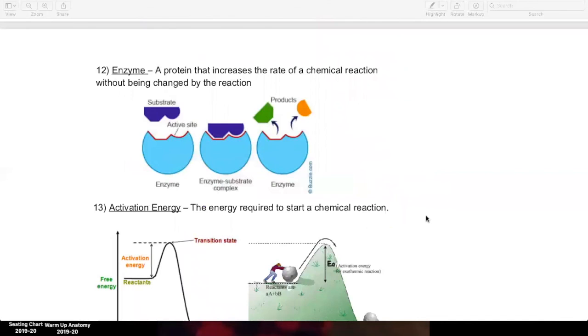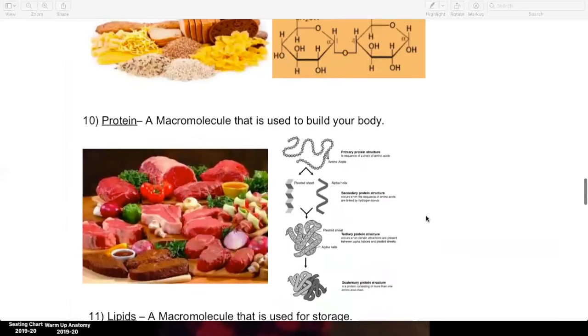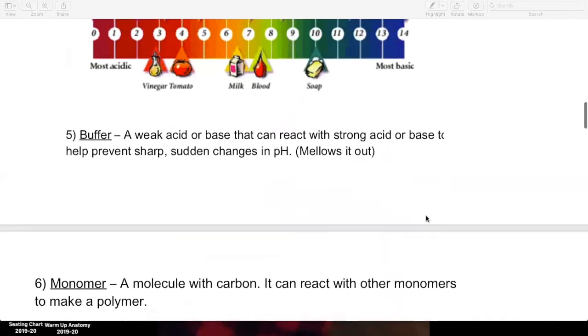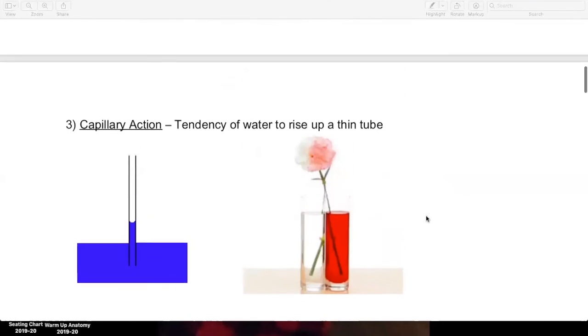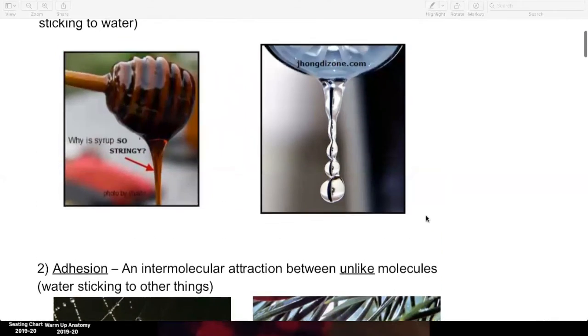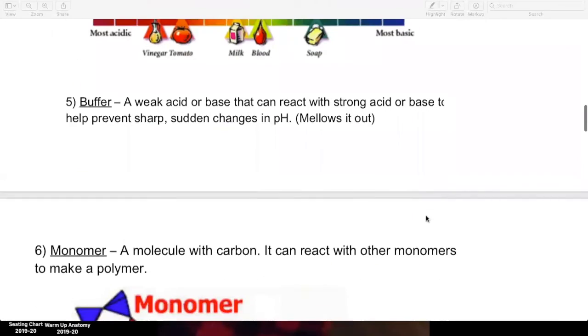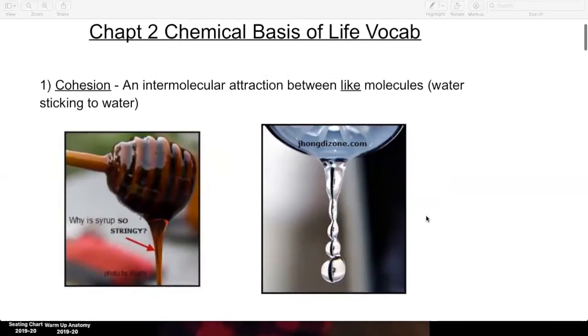These are your vocab words for this chapter. We're going to be focusing a whole lot on water in the beginning of their next set of notes. So make sure that you are equipped with those first 5 words before the next video.